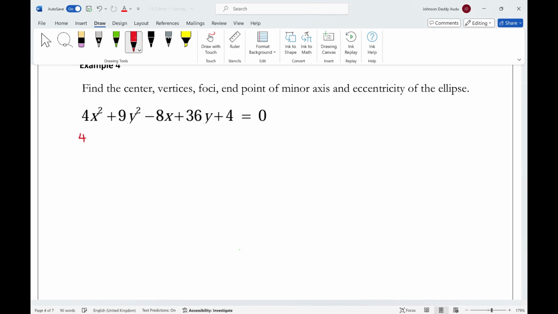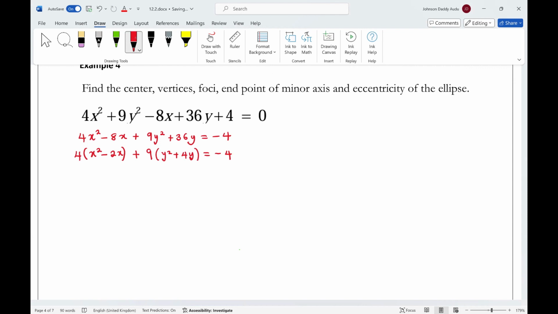So here we just put the x's together. So you have 4x squared minus 8x, then plus 9y squared plus 36y. And we can transfer 4 to the other side so that we have minus 4. Now, before we can complete the square, the coefficient of x squared has to be 1. So we should factor out 4 from the x terms, and here also we can factor out 9. So we have y squared plus 4y equals minus 4.